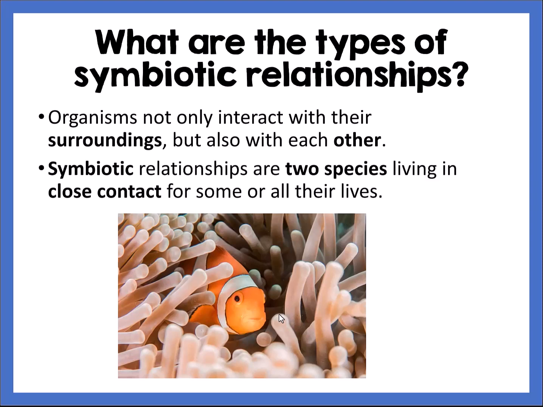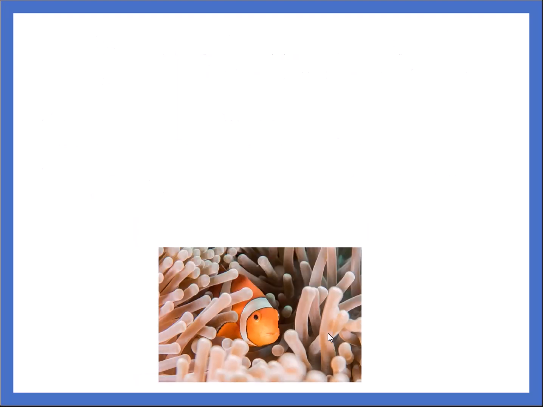Symbiotic relationships exist when two species live in close contact for some or all of their lives. So this clownfish and sea anemone, obviously they're in close contact, as you can see in the picture. They have a symbiotic relationship.